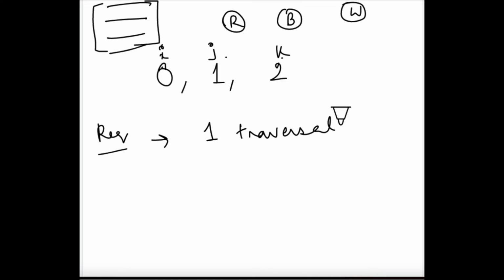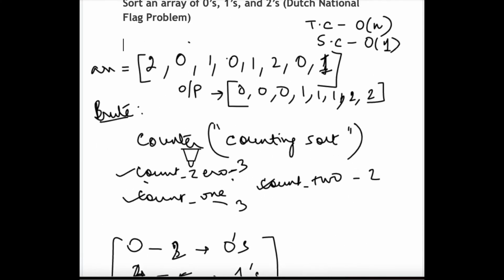Simple. How? Okay, coming back to this example. We have three different integers, and we are going to track each of them using three different pointers. If we have to solve this in one traversal, I'll just copy this array, whatever I wrote above.